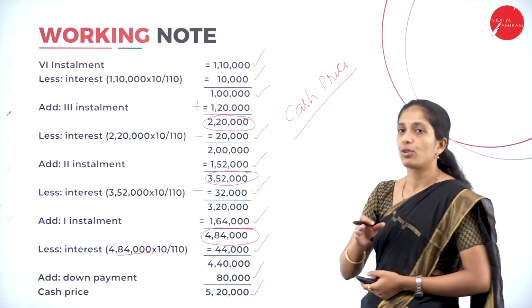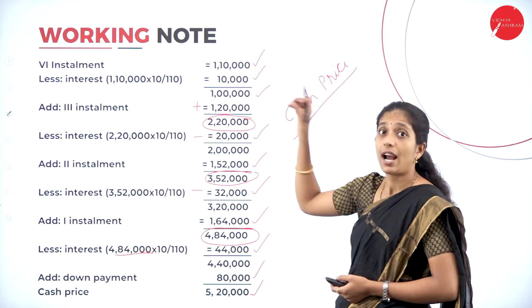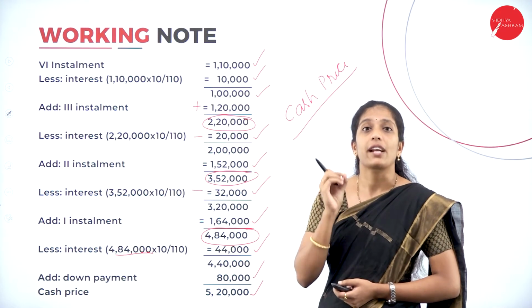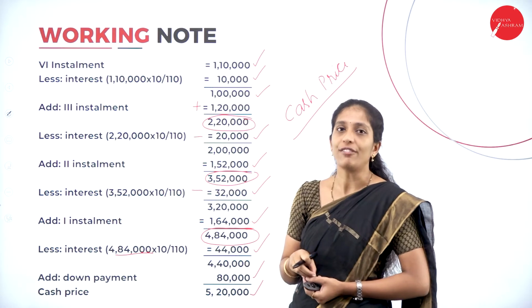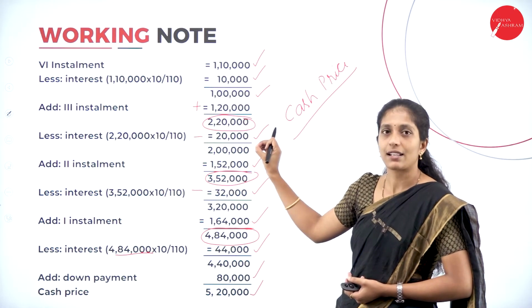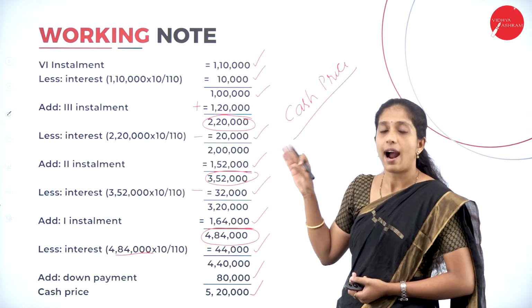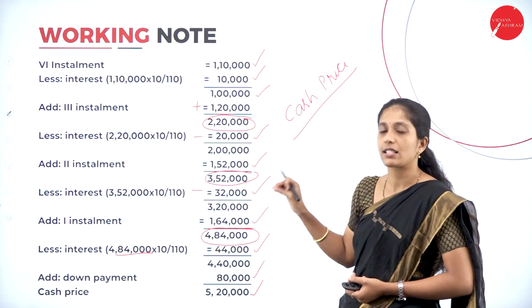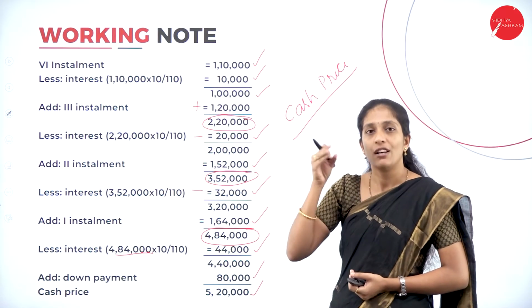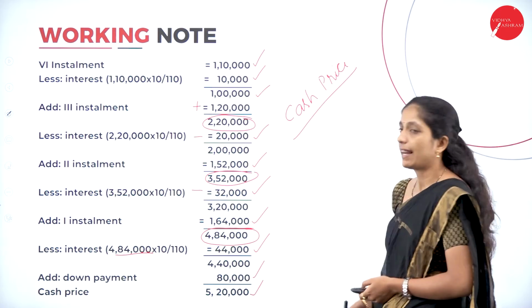Now how you have to do it? Take the last installment, that is the fourth installment, less interest, and you have to calculate for 110 because it is inclusive of interest. Next, add the third installment, less interest. Then add the second installment, less interest. Add the first installment, less interest. Then you will get the total amount payable. For that, add the down payment. So your cash price of the asset is how much?